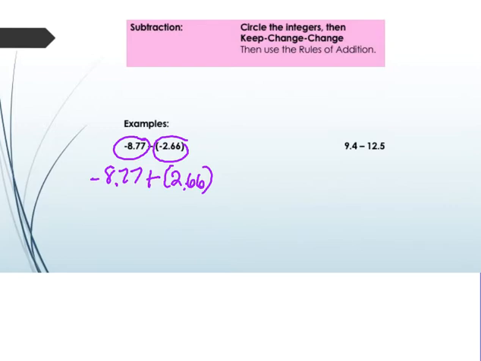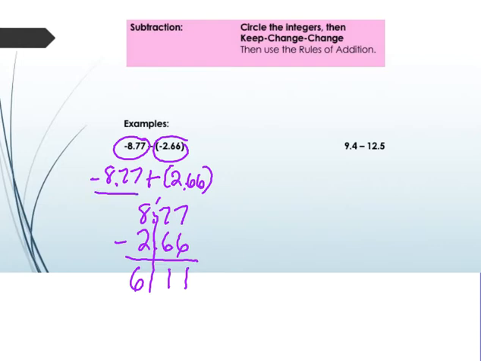The larger number is negative 8.77, so 8.77 minus 2.66, big minus small. There's our decimal. 7 minus 6 is 1, 7 minus 6 is 1, 8 minus 2 is 6, 6.11. Ask yourself which number is larger. It would have to be the negative 8.77. Answer is negative 6.11. It's negative because the larger number was negative.